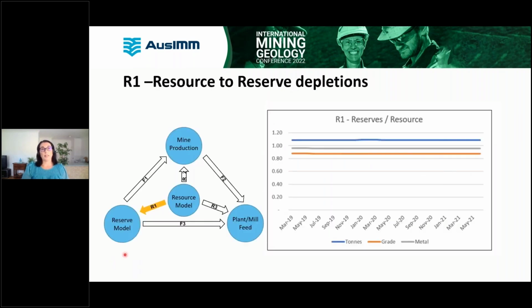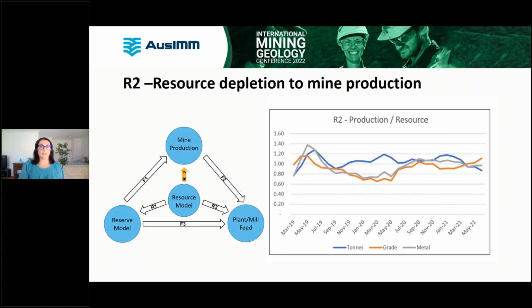So to start with, we asked, what's happening between the resource model and the reserve model? And it's really clear there's not a lot. So with a constant R1 factor, global dilution and ore loss factors are readily observed to assist in the long-term planning. But you can see that over time, there's not been too much change to the modifying factors between the resource and the reserve. We've got a slightly higher tons for a lower grade and a near on par metal for R1, which is fine. So okay, let's move on to R2.